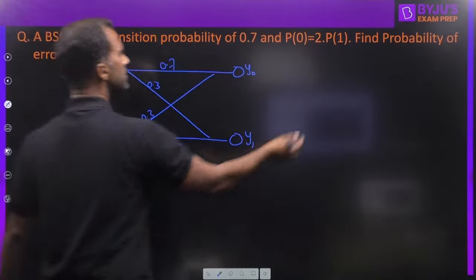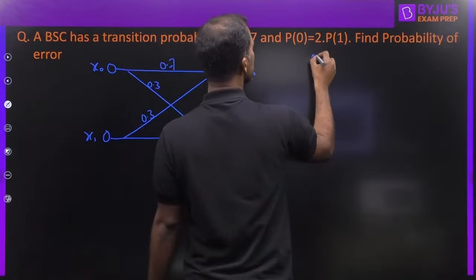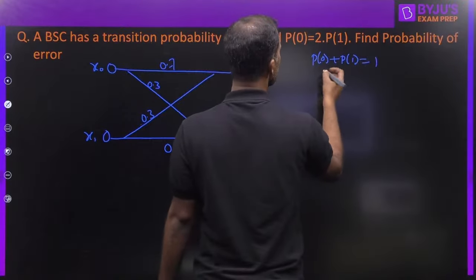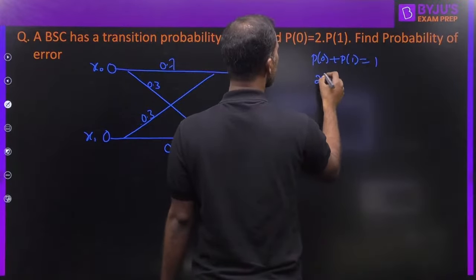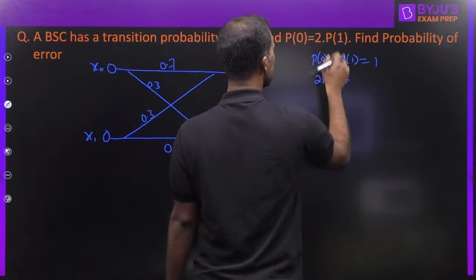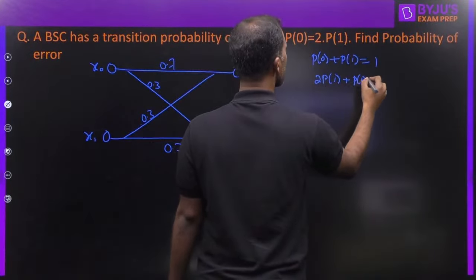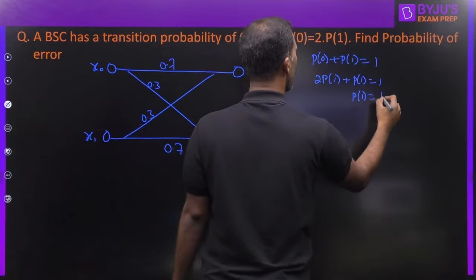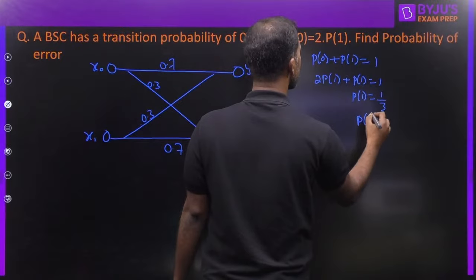And it is given that P of 0 is 2 times P of 1. And we know that P of 0 plus P of 1, if you add, should be equal to 1. So it is given that P of 0 is 2 times P of 1. This condition I am substituting here. So it is 3 times P of 1 is 1. So P of 1 is 1 by 3. So P of 0 should be 2 by 3.